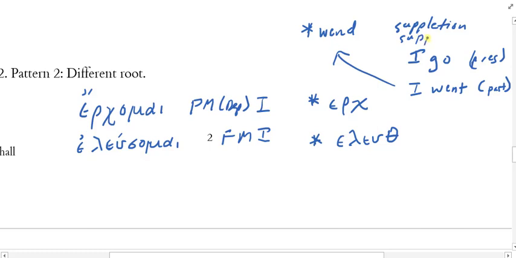The adjective is suppletive. So we would say that this is a suppletive form. Okay. Now, back to these. So you can see that these are coming from completely different roots. And we have lego, which is I say. That's the present. And the future is ero. Now, how in the world did leg become er?